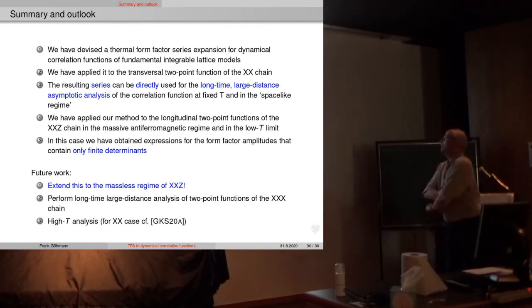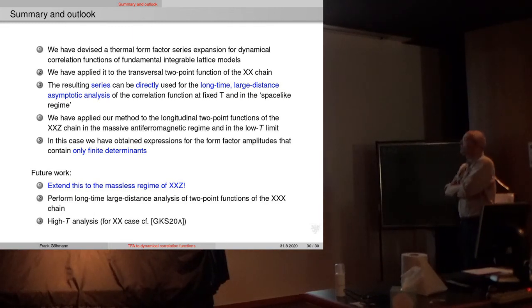Summary and outlook. So we have devised the general part of the story, a thermal form factor series expansion for dynamical correlation functions of fundamental integrable lattice models. We have applied it to the transversal two-point function of the XX chain. The resulting series can be directly used for the long-time large-distance asymptotic analysis of the correlation function at fixed t and in the space-like regime.